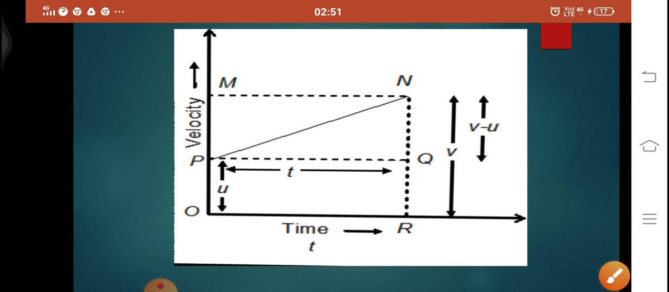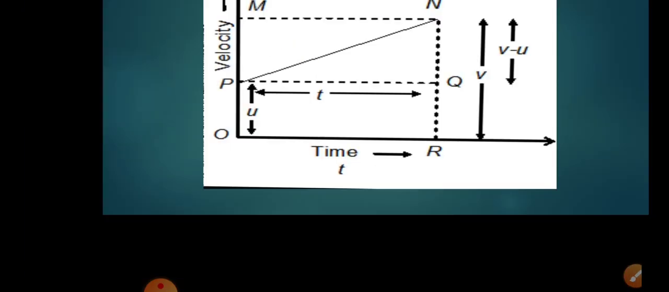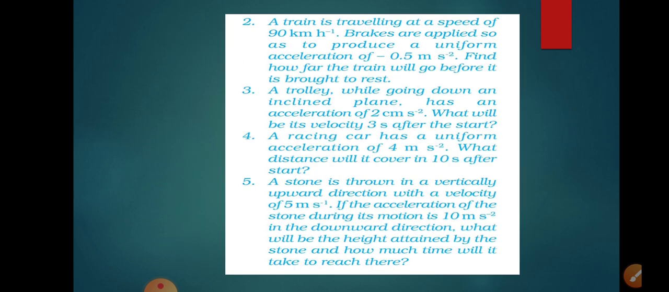Now, on the basis of the equations of motion, we will solve a few in-text questions, although one or two questions we have already solved there. Now this is the second question. A train is traveling at a speed of 90 km per hour. Brakes are applied so as to produce a uniform acceleration of minus 0.5 meter per second square. Find how far the train will go before it is brought to rest.